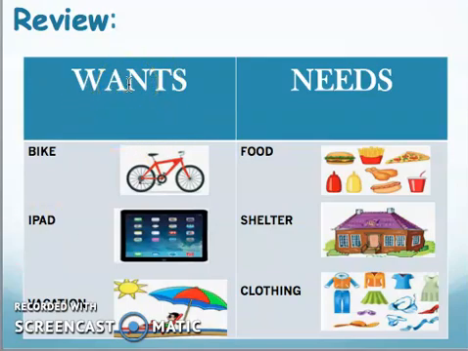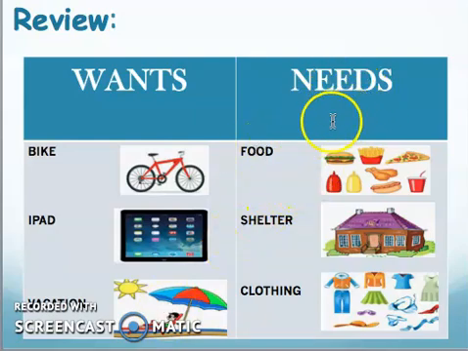Wants are things that you would like, things that make you happy, but that you don't necessarily need to live. So for example, a bike, right? I don't need a bike, but it's nice to have a bike. I would like to have a bike. An iPad, right, will make my life a little easier because I can play games or do work on it, but I don't need it. Or a vacation. A vacation is something fun, something I would love to do, but not something that I need to live, right? That's the difference.